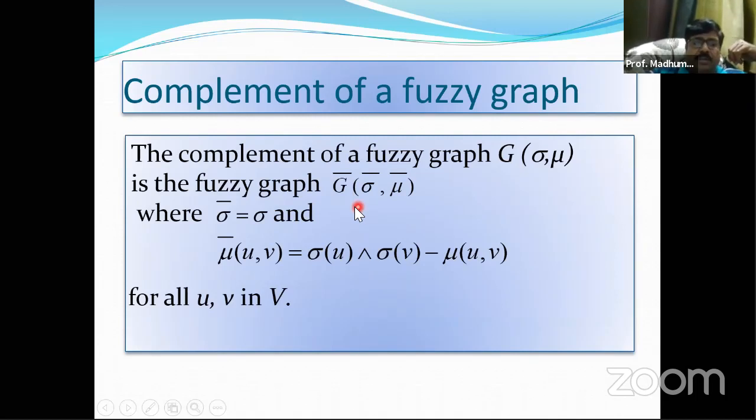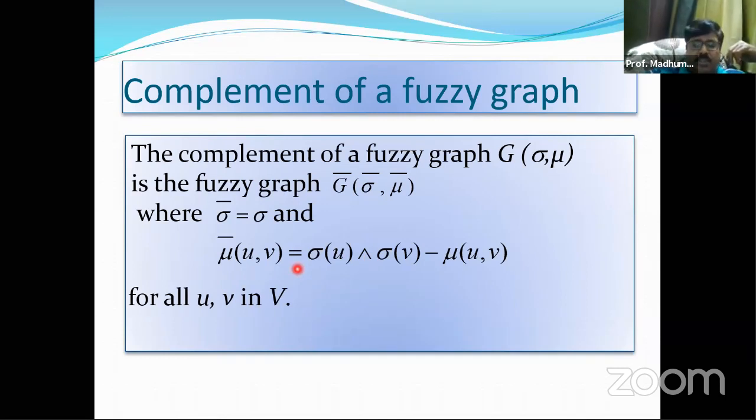But the membership value of the edges, mu bar of uv, is defined this way: minimum of sigma u, sigma v, minus mu of uv. That means the membership values of the end vertices, minus the membership value of the edge in the original graph. So mu of uv is the membership value of the edge in the original graph. Okay, so this is the definition to calculate the membership value of the edge in the complemented graph. Using this formula, we can determine the membership value of the edges.